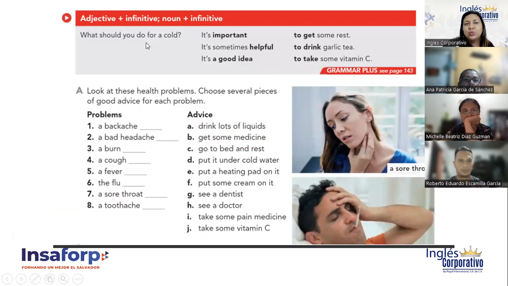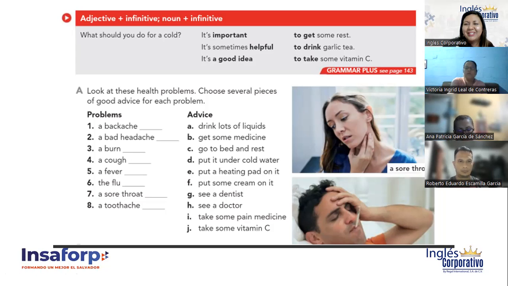What should you do for a cold? It's important to get some rest. It's sometimes helpful to drink garlic tea. It's a good idea to take some vitamin C, to fortify your immune system.